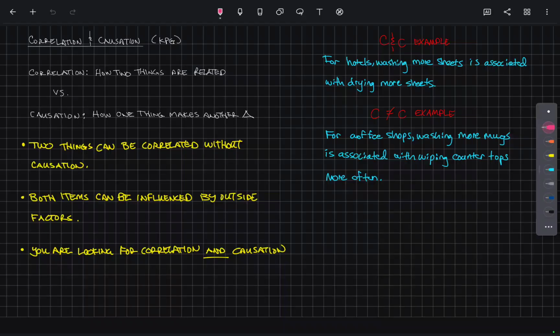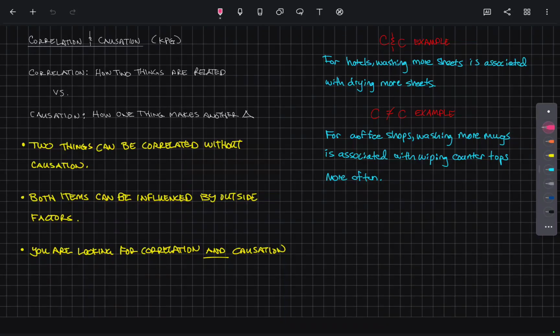Let's take a look at a non-example where a correlation is not necessarily also a causation. For coffee shops, washing more mugs is associated with wiping countertops more often. So you can see that those two things are related, right? So at a coffee shop, we're in the same place, there's going to be washing mugs and washing something else. But is a mug necessarily associated with cleaning a table? Cleaning a mug, cleaning a table?